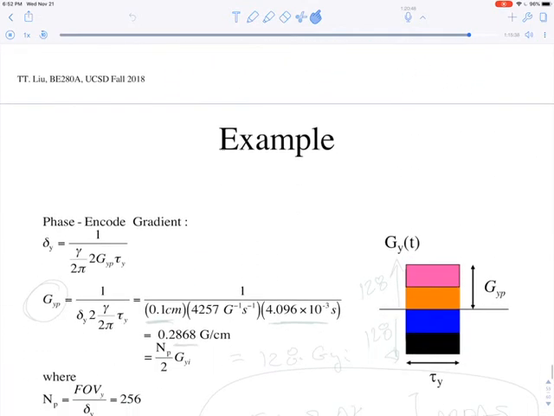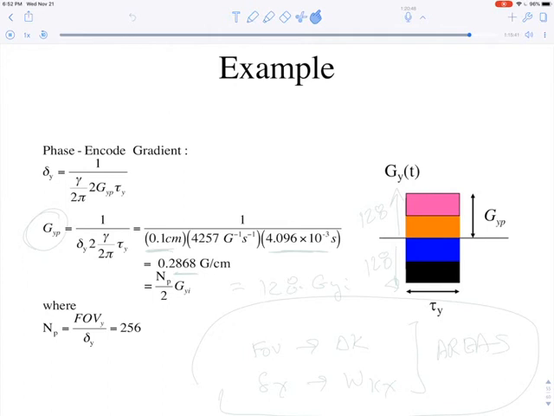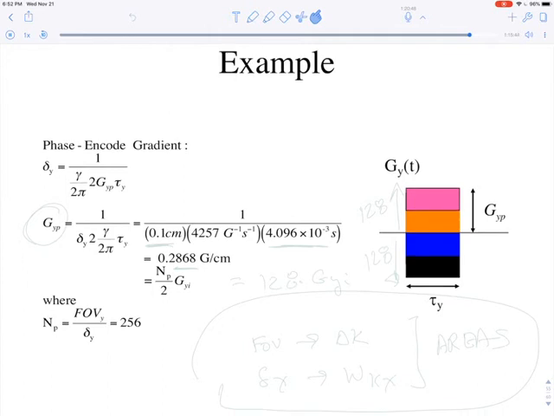So here's the example, where we're given the resolution, 0.1 centimeter. We're also given this tau sub y, and so we just solve for this Gy sub p, and we get 0.2868 Gauss per centimeter. This just turns out to be 128 times the Gy_i, because we know we have to have 256 samples total. So I have 128 samples this way and 128 samples that way, and that's a nice sanity check. When you're done with these problems, you can ask, does everything match up?